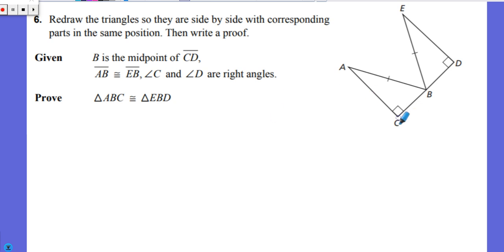B is the midpoint of CD. So I'm going to highlight CD here and show you what they mean by midpoint. Midpoint means in the middle. So if this is a midpoint, that means it's breaking line CD into 2 parts, CB and BD, and they should be the same length on each side. So I'm going to erase that highlighter now and I'll explain that to you. And I'm just going to put a mark here.